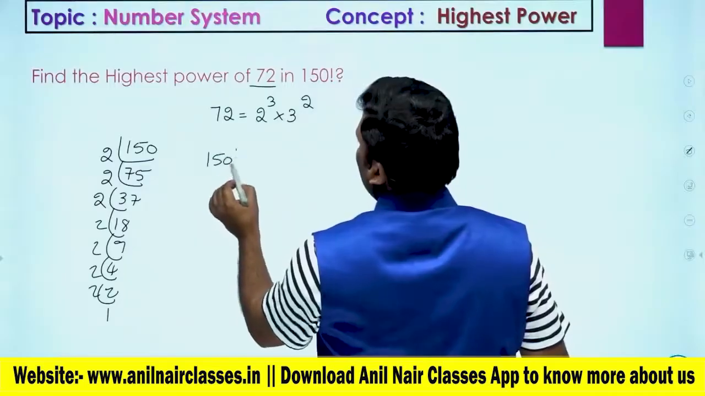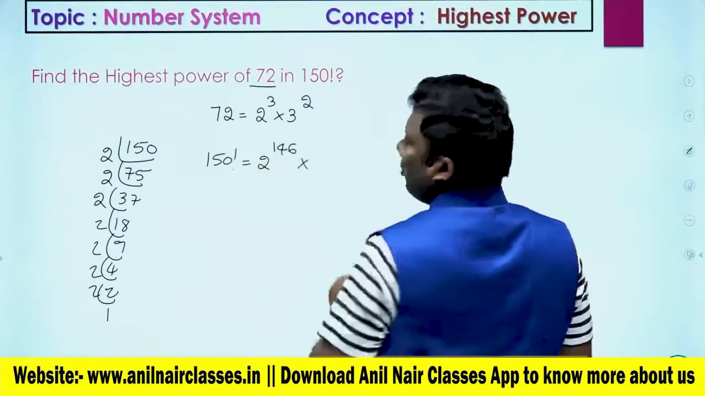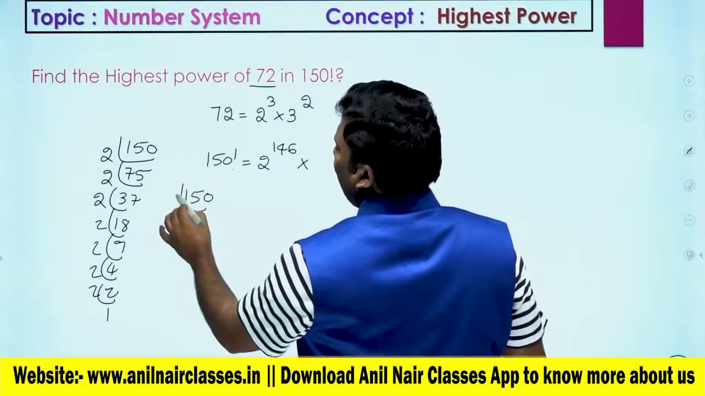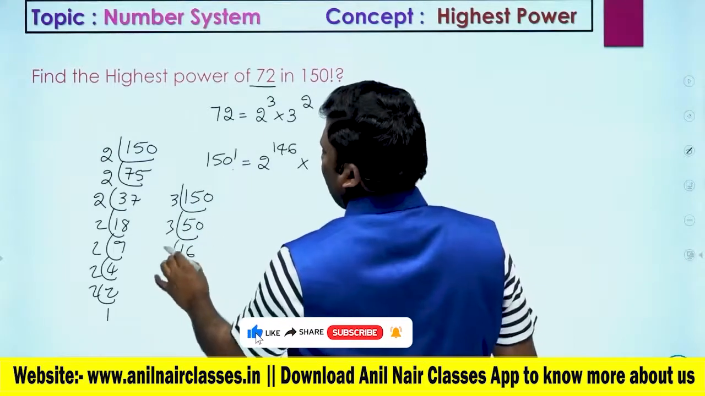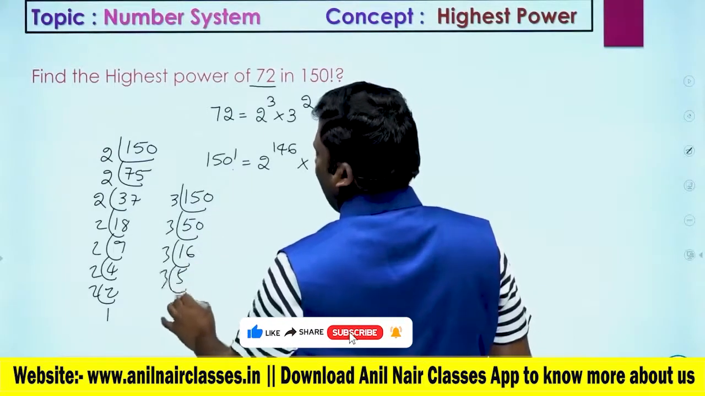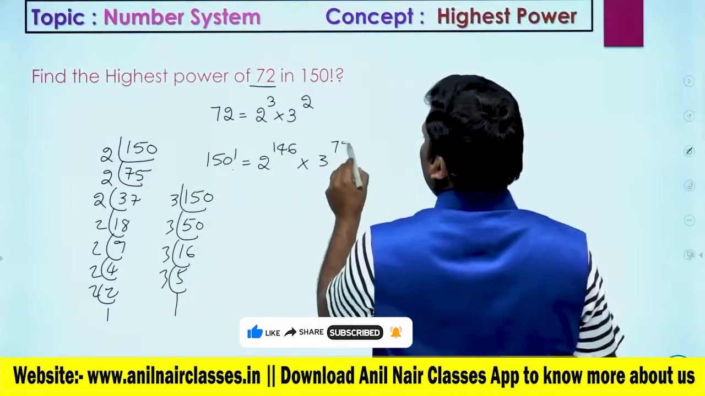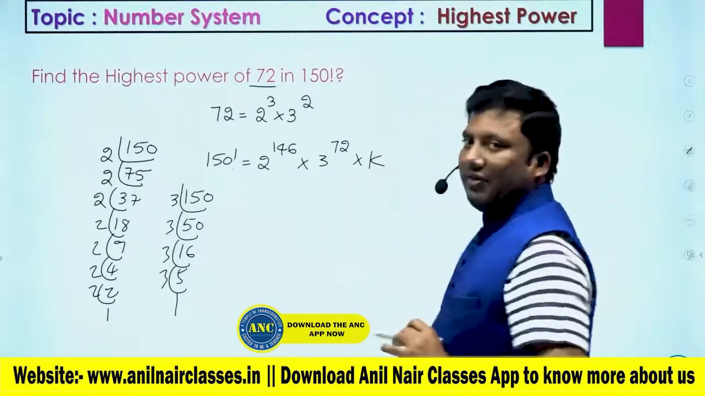150 factorial can be written as 2 power 146 into 3 power something. Let us do the highest power of 3 in 150 factorial. 3 50s are, 3 16s are, 3 5s are, and 3 1s are. 50, 66, 71, 72. So 3 power 72 into k. This is for 150 factorial.